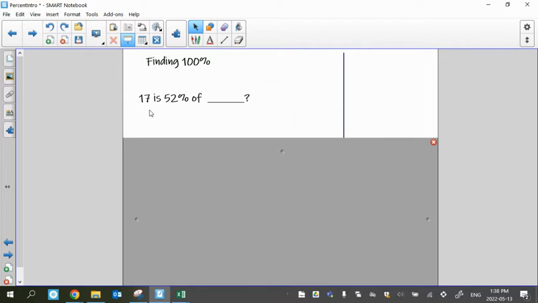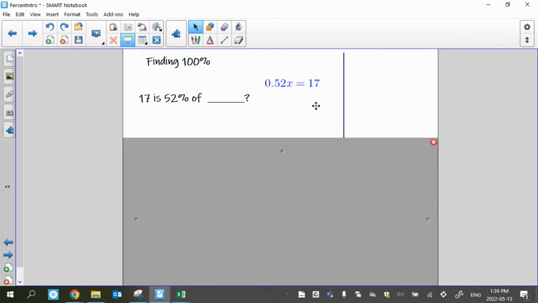So for these, we're going to use the same idea that we used in the previous examples. We need to determine 52% of a number. So we would write 52% as a decimal, and we don't know the number, so that's why we write an x. We create a little equation that says 52% of x equals 17. In other words, we are putting this question into a mathematical form, into an equation.